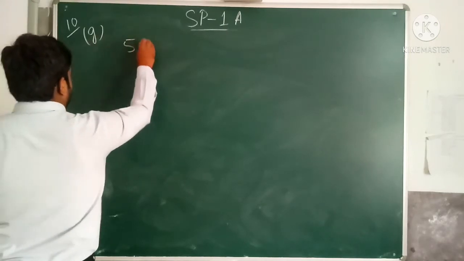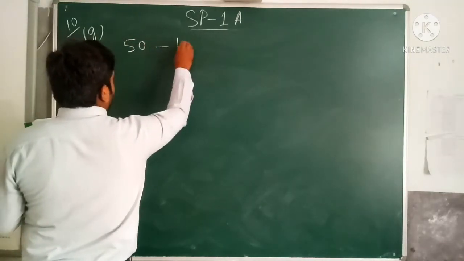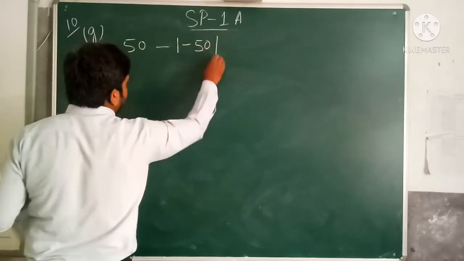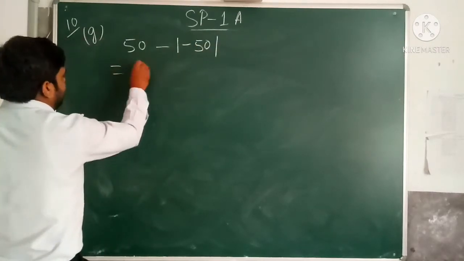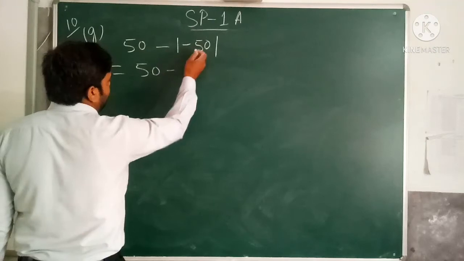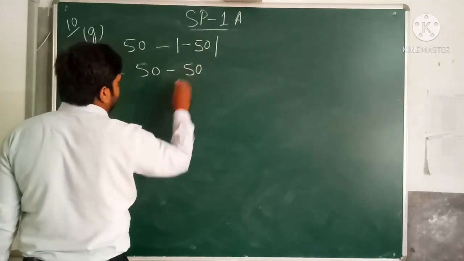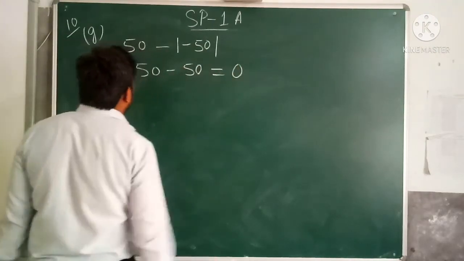15 minus mod of minus 50. So what do you get? 15 minus mod of minus 50 is 15 minus 50. Now 50 minus 50 gives you 0.